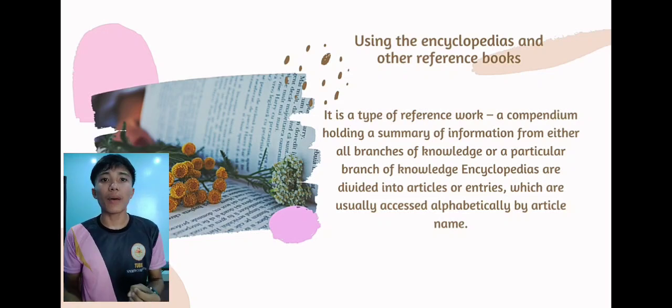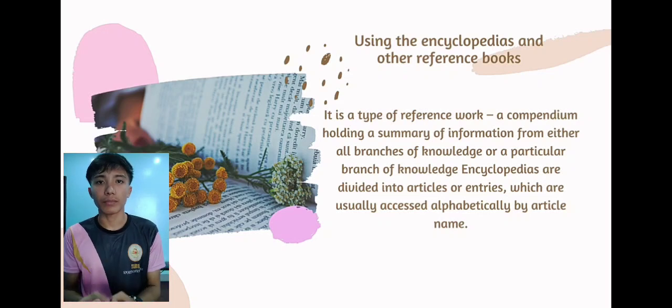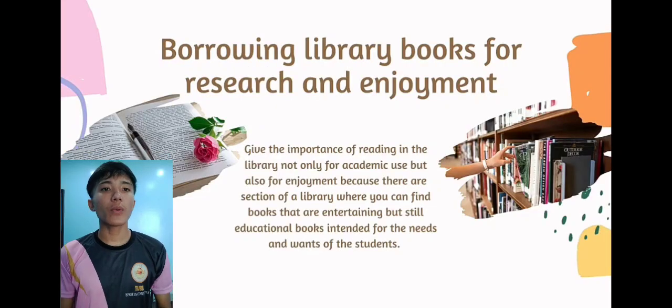It is a type of reference work, a compendium holding a summary of information from either all branches of knowledge or a particular branch of knowledge. Encyclopedias are divided into articles or entries, which are usually accessed alphabetically by article's name. So the next one is borrowing library books for research and enjoyment.